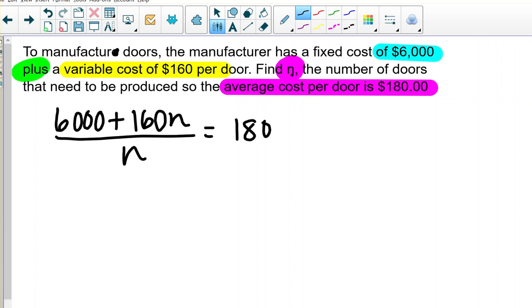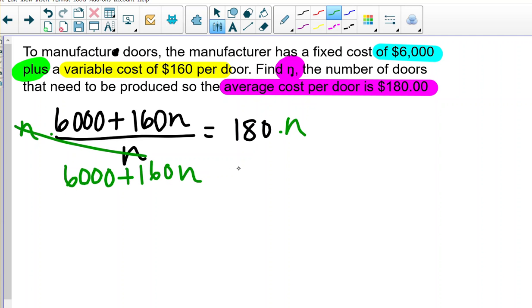So really, we have a proportion here. You can think of this as over 1. So you could use cross multiplication, or you could just think of this as undoing dividing by N by multiplying both sides by N. A couple different ways to think of this. So 6,000 plus 160N is going to be equal to 180N. Okay, so now I notice I have variables on both sides of the equation.